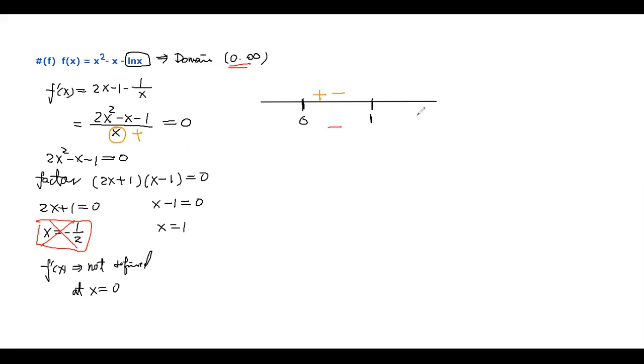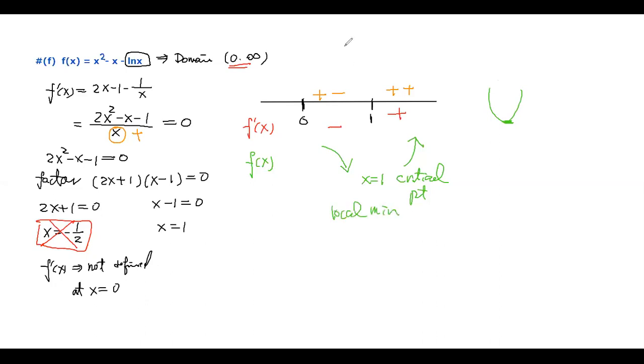Then if you put in anything greater than 1, you're going to have a positive. So this is f prime of x. Now in the same way, I have f of x here. So what happened here? f is decreasing, then f is increasing. So x equal to 1 here is my critical point. Going down, going up, so what do I have? Local what? Local min, right? Good job.